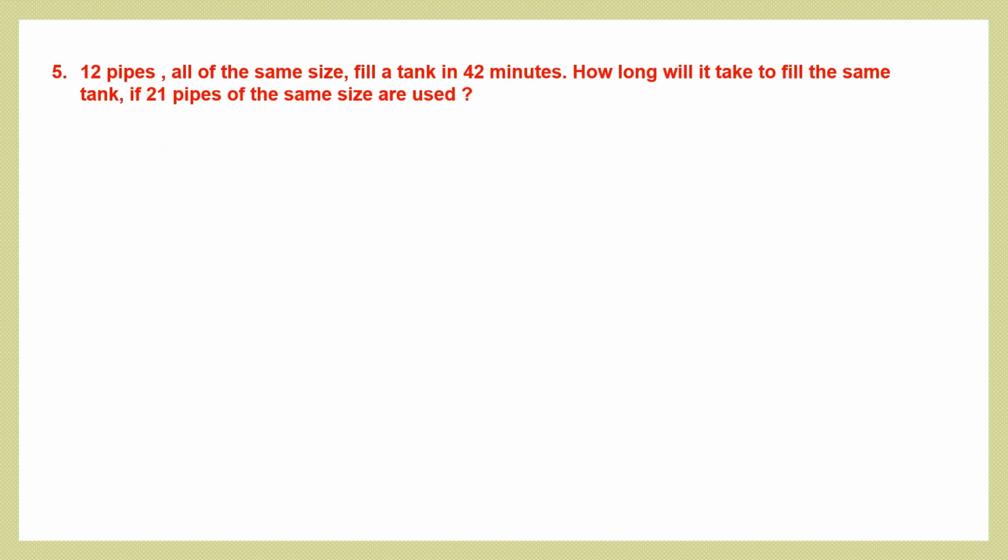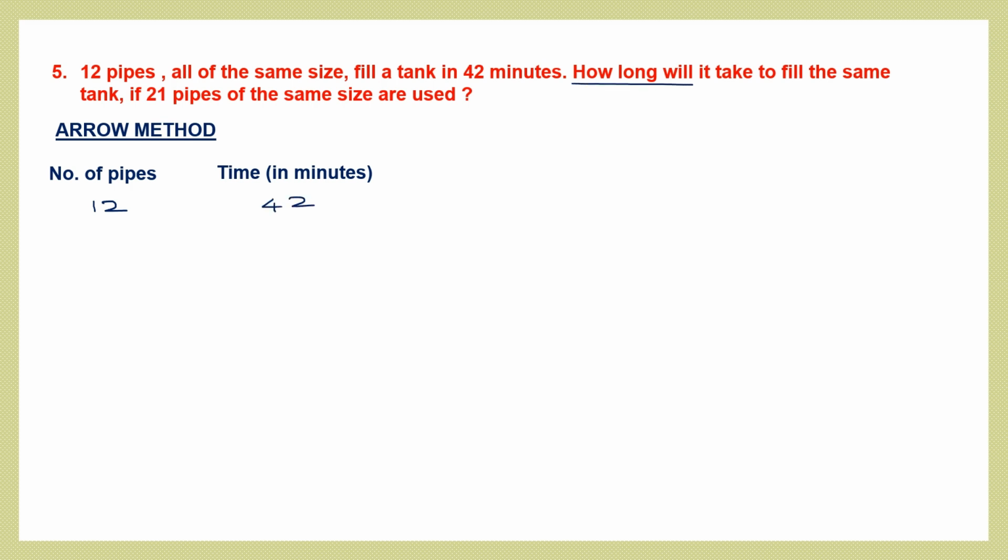Now let's do the same question in the arrow method. So here we have 12 pipes. So our first column will be number of pipes. Then we have 42 minutes, that is time in minutes. Now let's fill in these columns. So number of pipes is 12, time in minutes is 42. How long will it take? That means we don't know the time, so time is going to be x to fill the same tank if 21 pipes are used. So the number of pipes is 21.